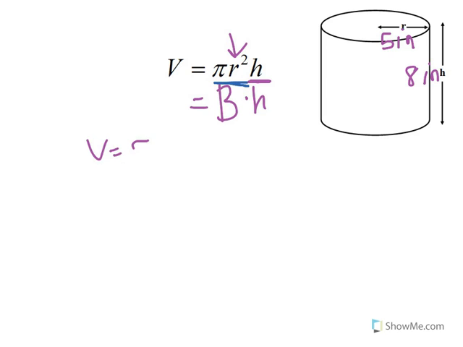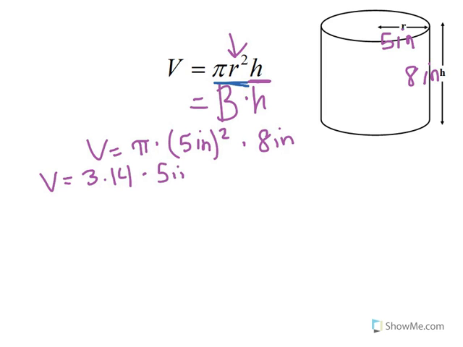So the volume is equal to pi times 5 inches squared times 8 inches. And let me write that out so I can show you what the units of this will be. So the volume is 3.14, 3 and 14 hundredths, that's how we approximate pi, times 5 inches, times 5 inches, times 8 inches. And so we have inches times inches times inches. And so when we're done, our units will be inches cubed or cubic inches.